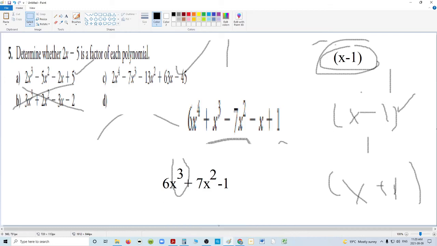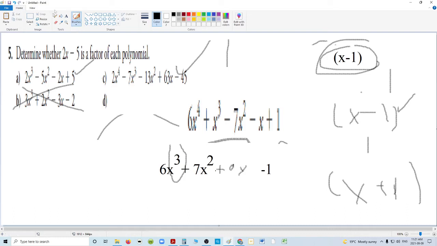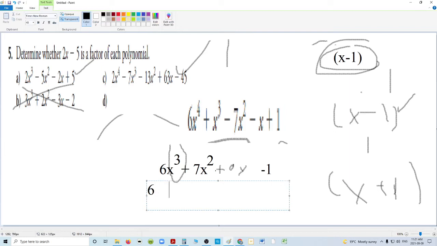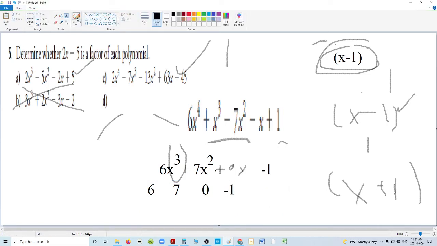So I'm going to do synthetic division again, but this time you have to account for one of your missing numbers. So I have plus 0x here. If I bring the numbers down for synthetic division, I'm left with 6, 7, 0, and minus 1. And this time the root I'm working with is minus 1.